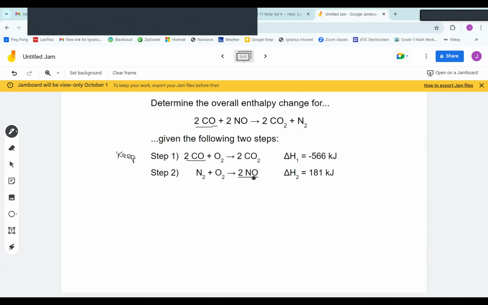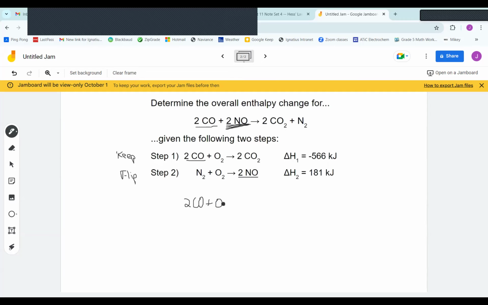In step 2, I see that NO appears on the right side and it has a coefficient of 2. In the overall equation, I'm finding NO on the left side of the equation. It has a coefficient of 2. So this time the coefficient's in great shape. It's exactly what appears in the overall equation. But we do need to flip the equation around. We've got to make reactants products and products reactants.